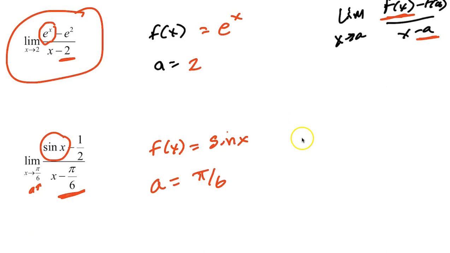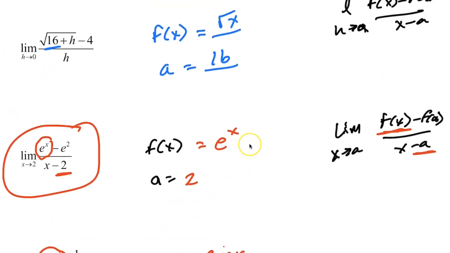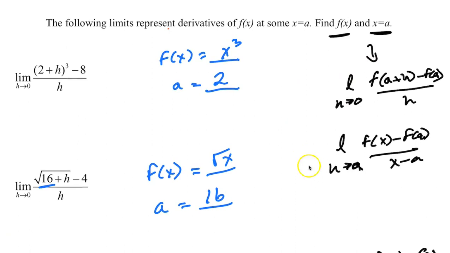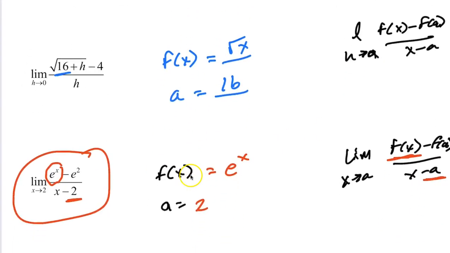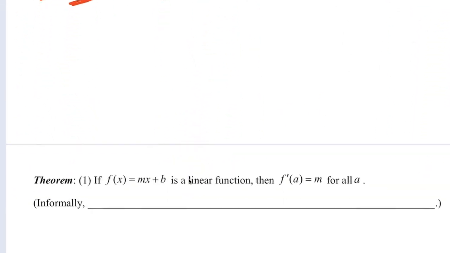Right? So these are fairly easy, but what is required is that you have to know both forms of the limit definition of a derivative. If you know these forms, it's really easy. If you don't, it's going to be impossible. Okay, let's go to our next thing we're going to talk about.